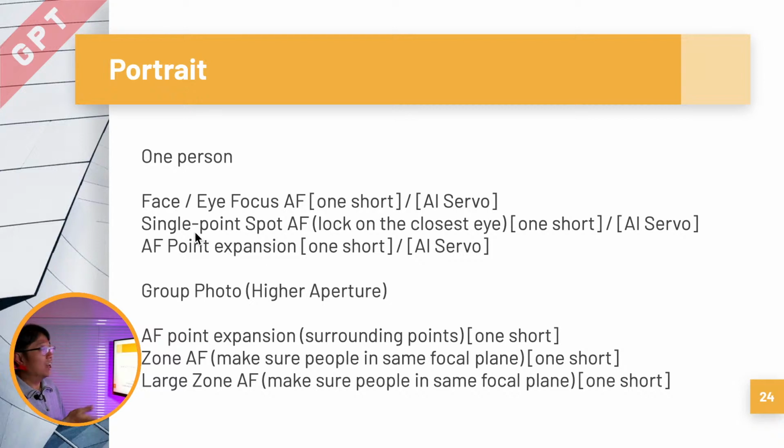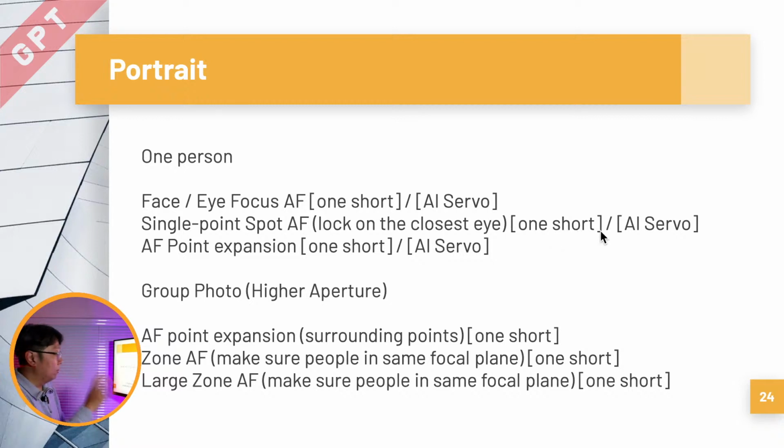Okay, second one, single point spot AF. Because you have a DSLR, you might want to use that one. So remember to lock onto the closest eye, not the farther one or any other parts. We want the photos to have a very clear eye. If your photo doesn't have a clear eye, then people will think it's out of focus. It's really difficult to persuade people to think it's done on purpose.